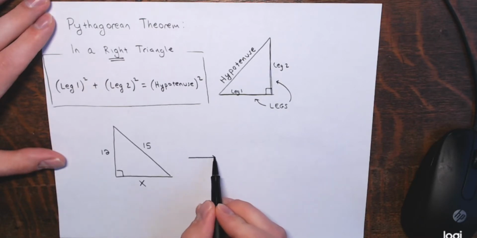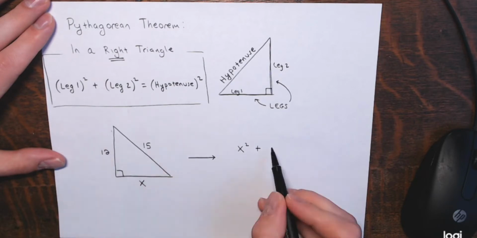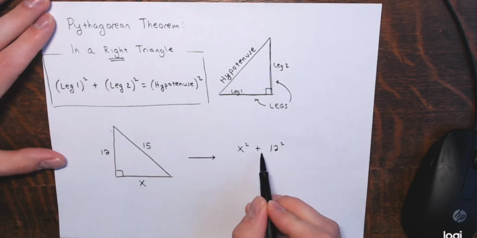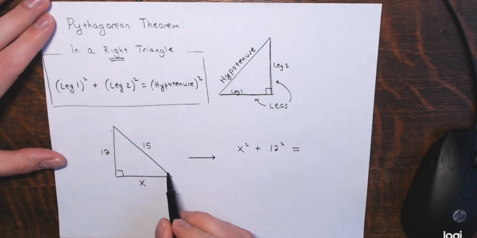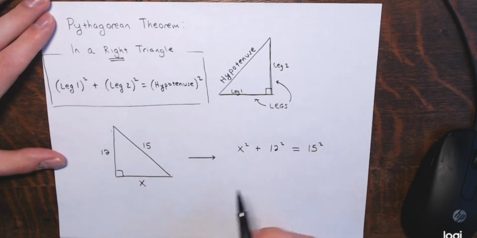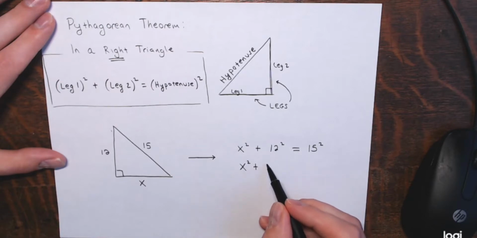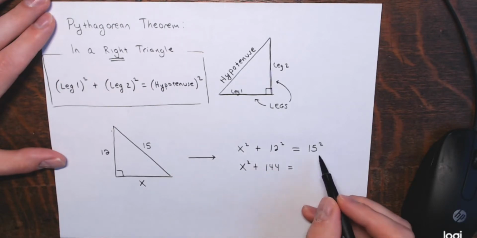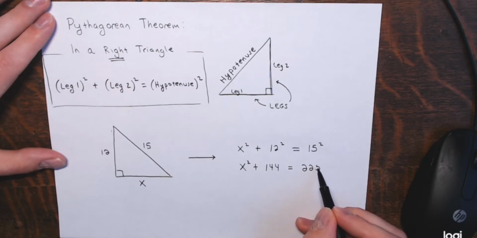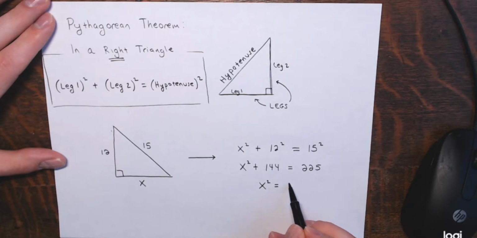And then by the Pythagorean theorem, x squared plus 12 squared, right, the sum of the squares of the legs should be equal to the square of the longest side, that side opposite the right angle, the square of the hypotenuse, 15 squared. And now we have an equation that we can solve for x. So here we have x squared plus, 12 squared is 144, equals 15 squared, which is 225. And then I subtract 144. We'd have x squared equals 81, right?